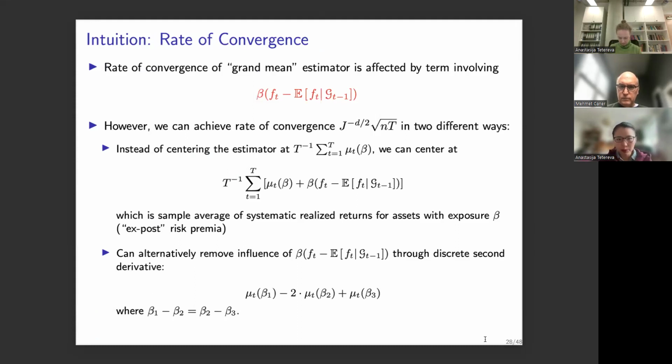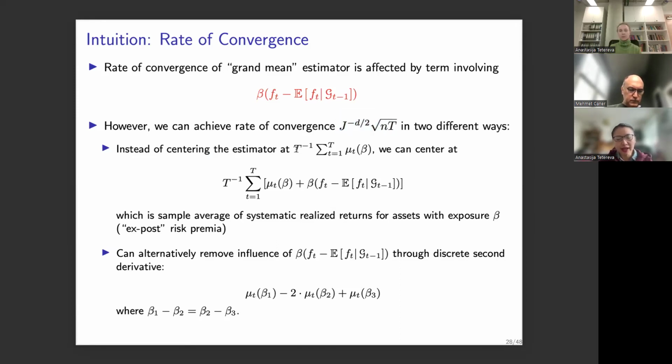Okay, so we mentioned a bit on the rate of convergence. The rate of convergence for the grand mean is affected by this term. As we mentioned, it's generally root T when you move away from beta, from 0. And if you take a different diff, you can get rid of this term and get the standard non-parametric rate, right?